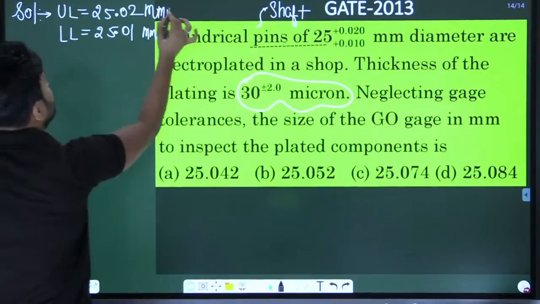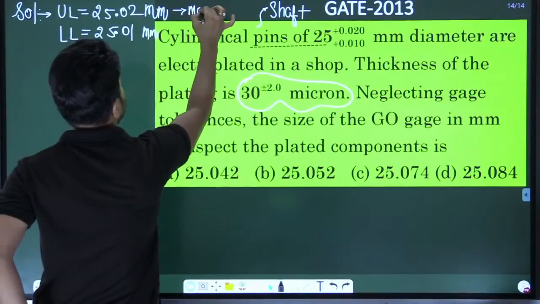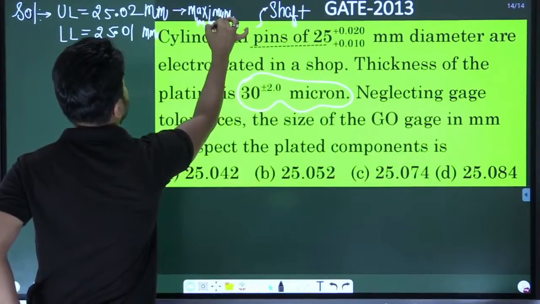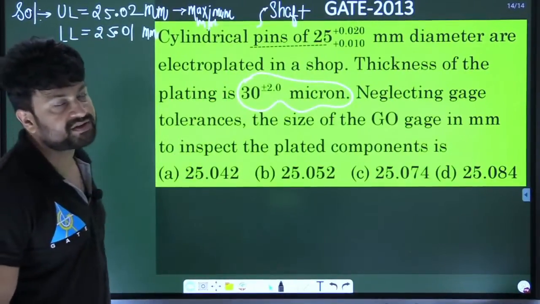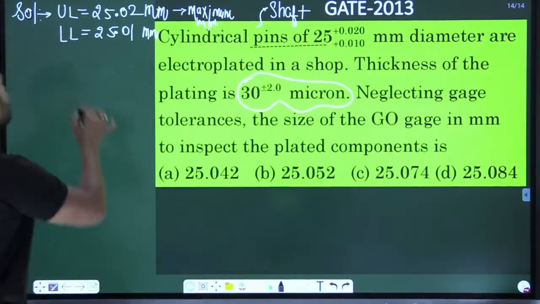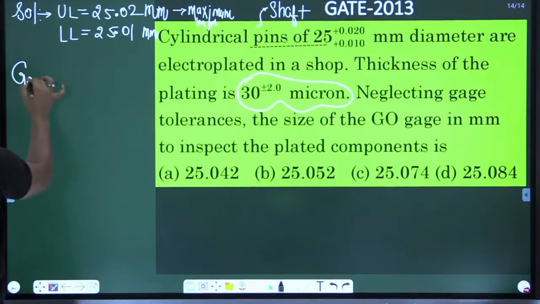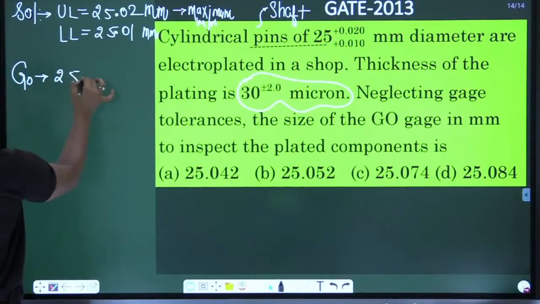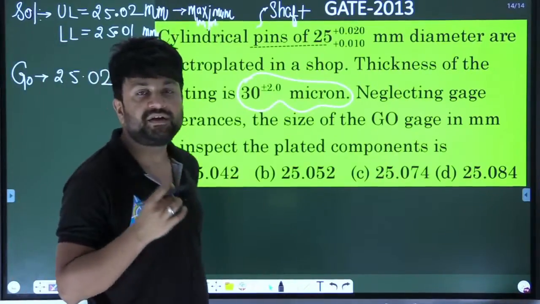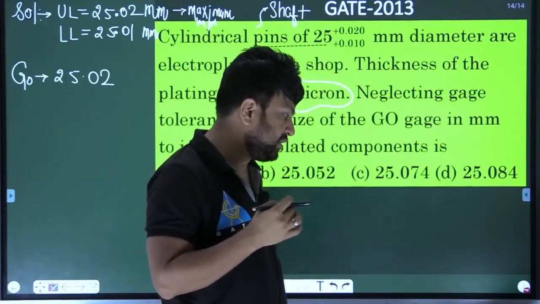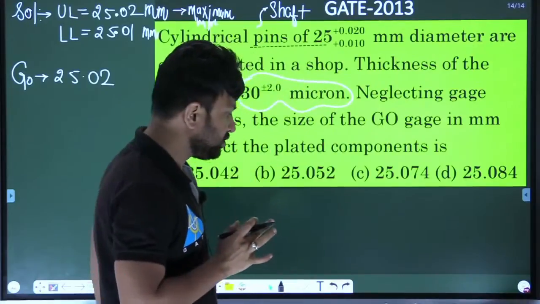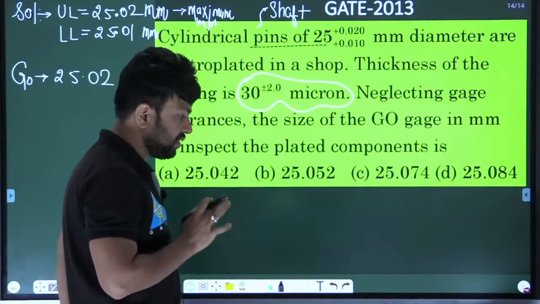Now, where will be the maximum material? Here maximum material is there. So go will be selected according to the maximum. Go will be designed in such a manner so that it will cover the maximum material of the product. So the go is selected according to this 25.02. Now, am I clear? Neglecting the gauge tolerance means there is no need to give 10% of the work tolerance.